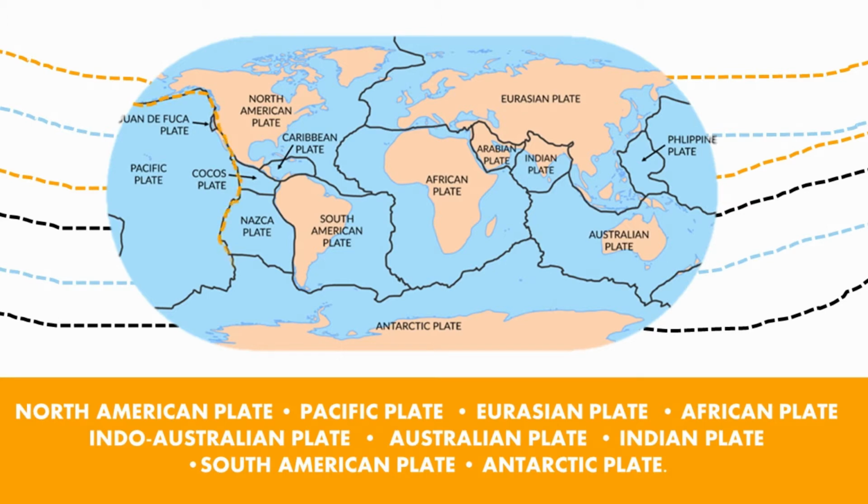The largest among these 9 plates is the Pacific plate at 103 square kilometers. Most of this plate is located under the ocean and is moving at a pace of 2.5 inches per year.